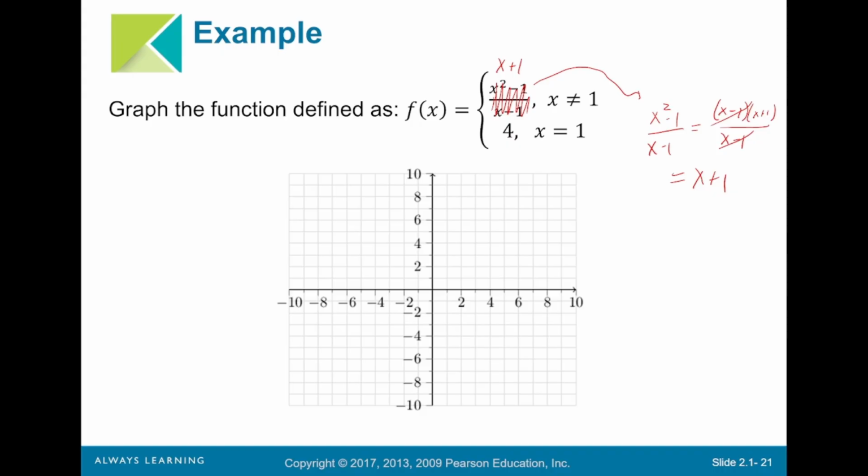So we're going to start with that second line, which means when x equals 1, we must have 4. So when x equals 1, I must have the y value 4. But everywhere else we have x plus 1, so let's draw that line. I start with a plus 1 right here. My slope is 1, so I go up 1 over 1, up 1 over 1, up 1 over 1. Kind of like this. So here's what this line looks like.